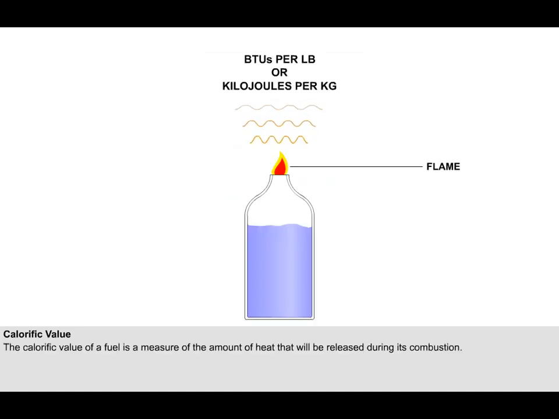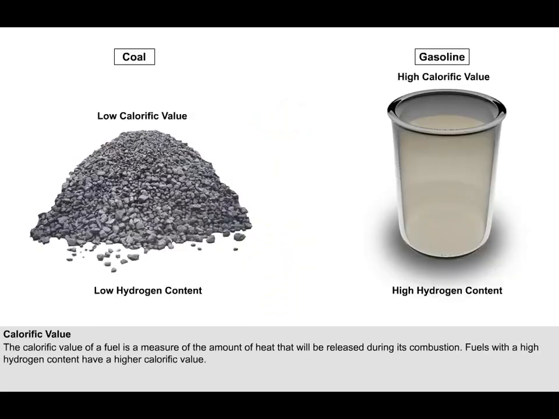The calorific value of a fuel is a measure of the amount of heat energy that will be released during its combustion, and is measured in British thermal units per pound or kilojoules per kilogram. The calorific value of a fuel varies with its chemical composition, with fuels with a high hydrogen content having a higher calorific value per unit weight.